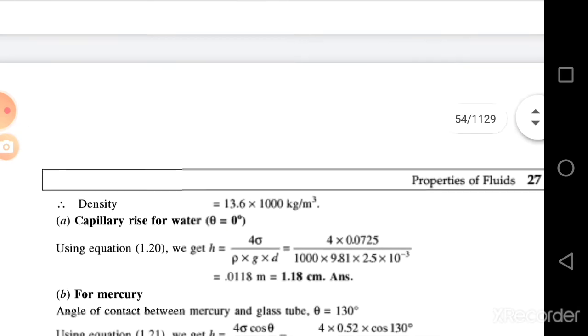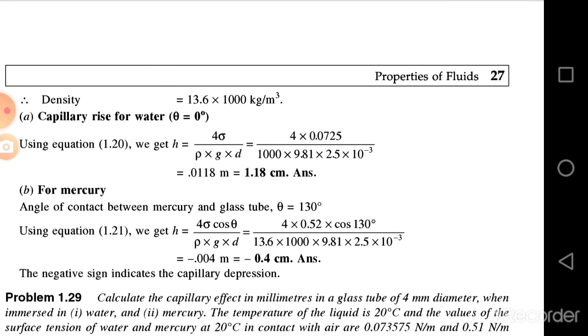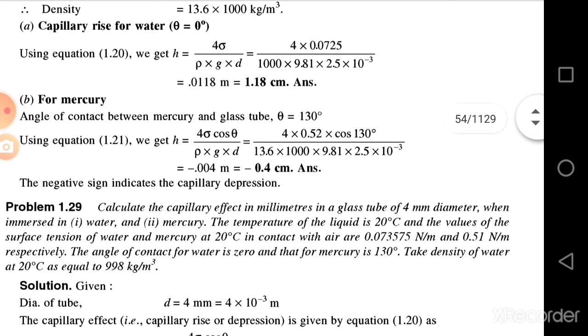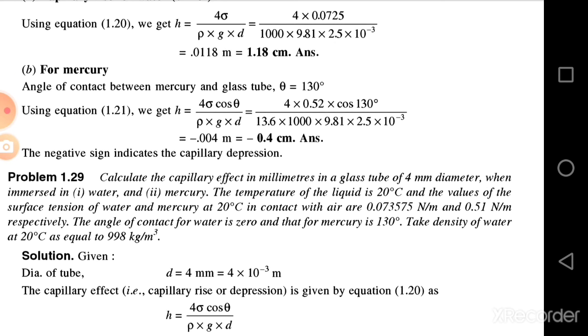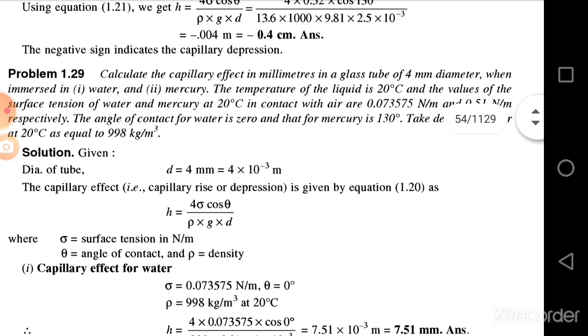So we'll solve the problem. Density is 13,600 kg per meter cube. Capillary rise for water when theta is 0 degrees, h is equal to 4 sigma by rho g d, is 1.18 centimeter or 11.8 mm. For mercury, angle of contact theta is 130 degrees. So using the expression h is equal to 4 sigma cos theta by rho g d, it is minus 0.004 meter, minus 0.4 centimeter or 4 mm depression. Minus value shows that the level goes down. Another simple problem.